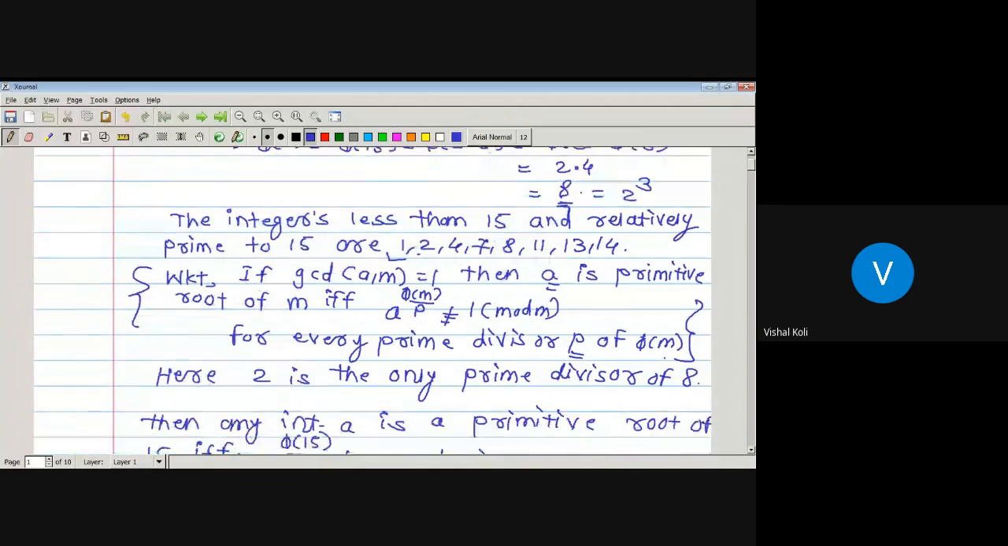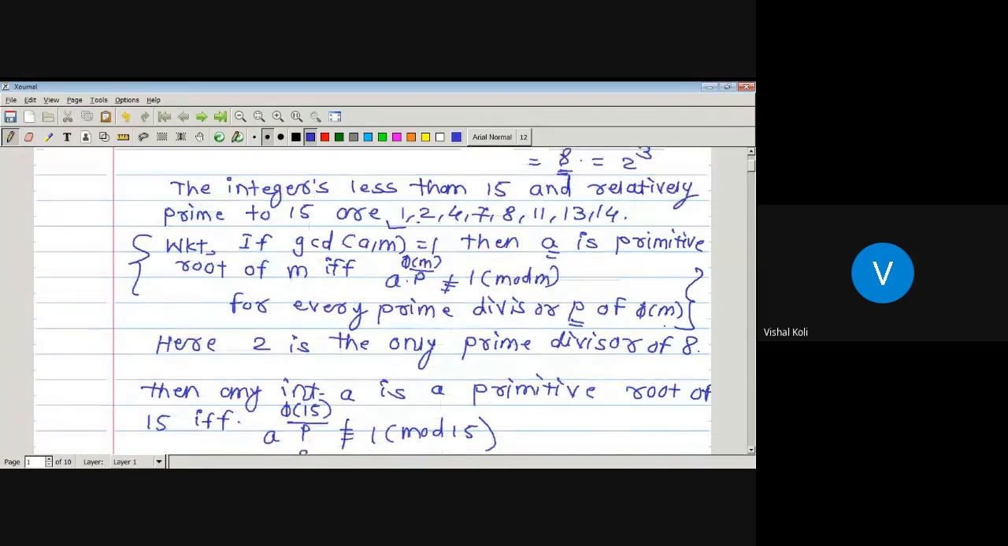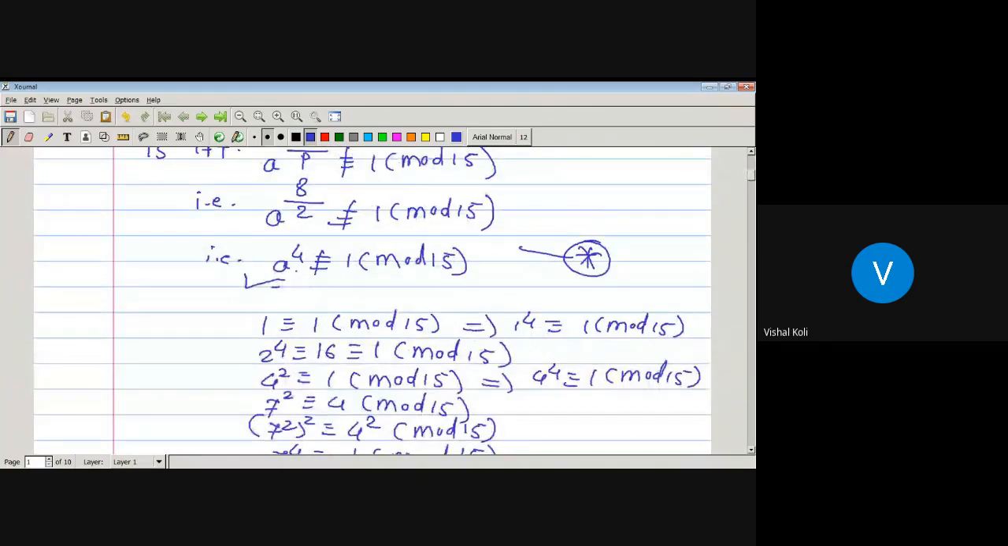Since all the integers 1, 2, 4, 7, 8, 11, 13, 14, if we take their fourth power, that is 1 raised to 4, 2 raised to 4 up to 14 raised to 4, then they are congruent to 1 modulo 15. But by this result, as a to the power 4 is congruent to 1 modulo 15, then a is not a primitive root. Therefore, none among these 8 integers is a primitive root of 15.